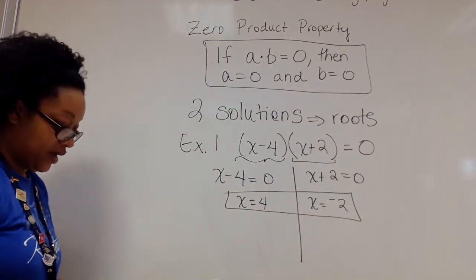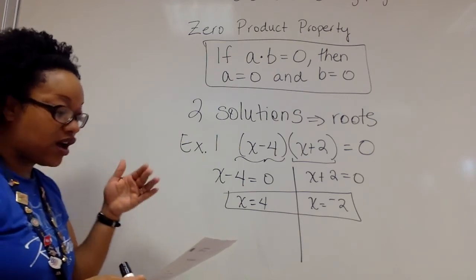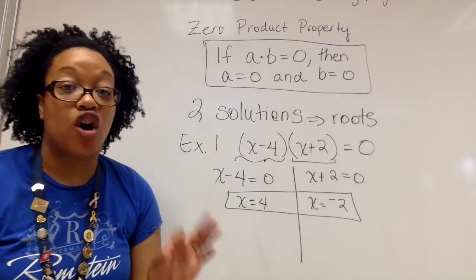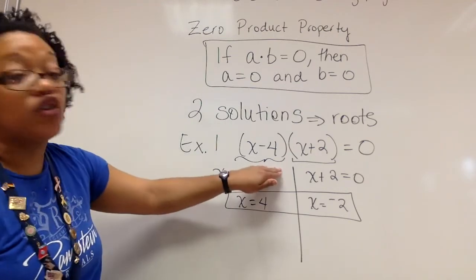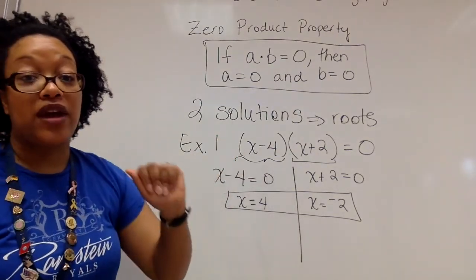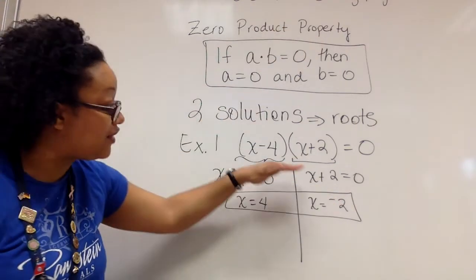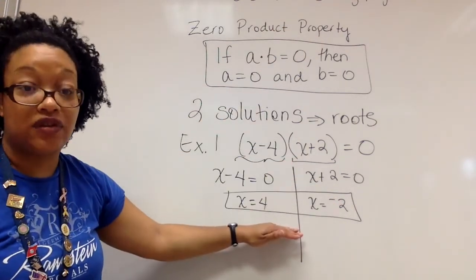Simple. All right, now the next video, we're going to talk about what happens when polynomials aren't ready to solve. Because the reality is, you've got to work your way to this point. So for the rest of these notes, I'm going to show you how to get to this point, and then you'll be able to use the zero product property.